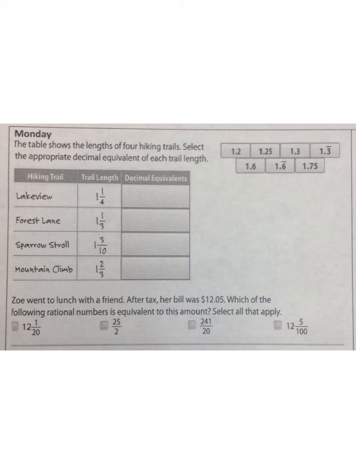Monday, the table shows the lengths of 4 hiking trails. Select the appropriate decimal equivalent for each trail length. So what you're going to do is select the option that has the correct hiking trail with the decimal equivalent for that hiking trail. So you're going to go ahead and do your conversions and then choose the one that has everything correct and matched up.